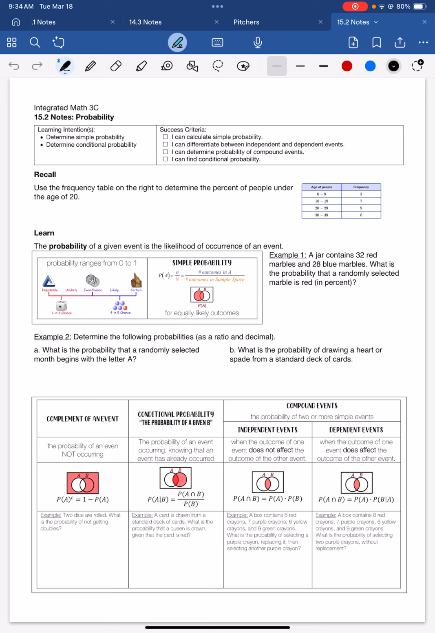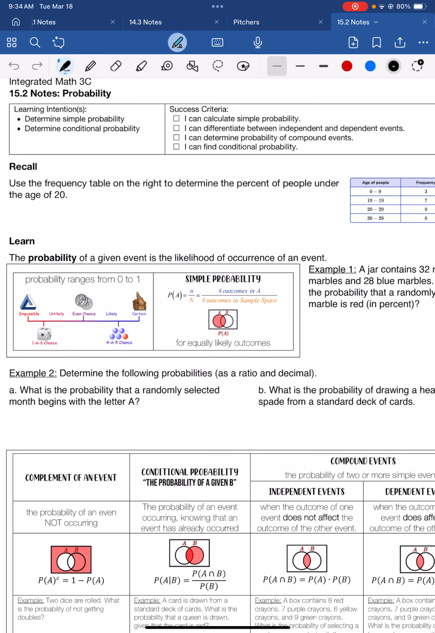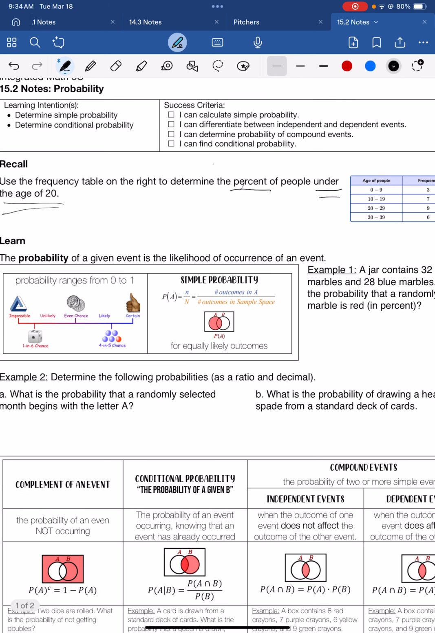We got 15.2 probability. So you probably dealt with probability a little bit in math too, but the difficulty is going to increase just a little bit today. So a little recall. It says use the frequency table on the right to determine the percent of the people under the age of 20. So what we need to know first is our percent. What you're going to do there is you just take the decimal and multiply it by 100. By doing that, you'll get the percentage.